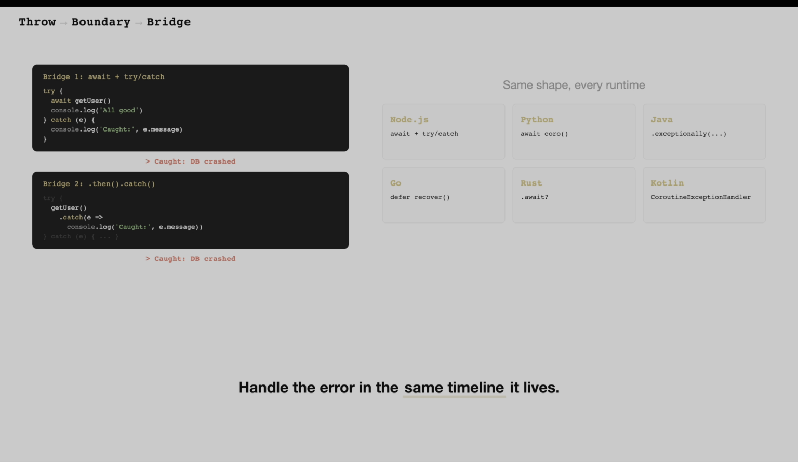The principle is one line. Handle the error in the same timeline it lives. Every runtime has its own syntax for this. The shape is the same. Most developers ask, did I handle the error? The error was handled by code that ran too early. The better question is, was the catch alive when the error arrived?